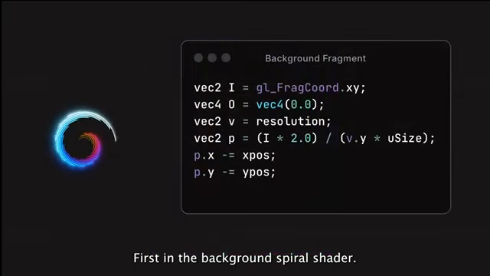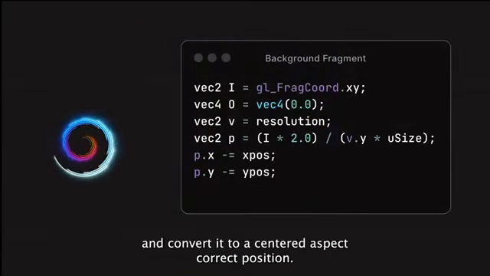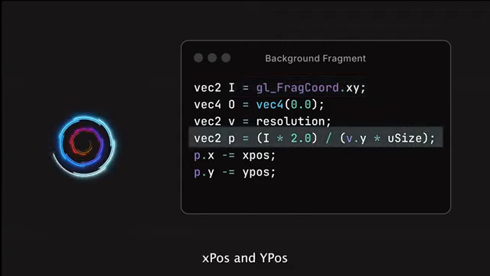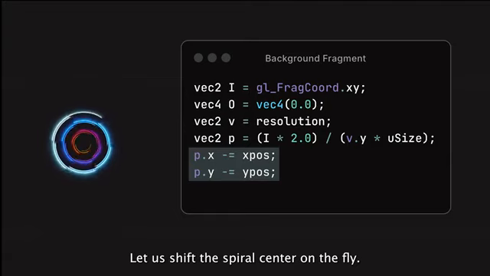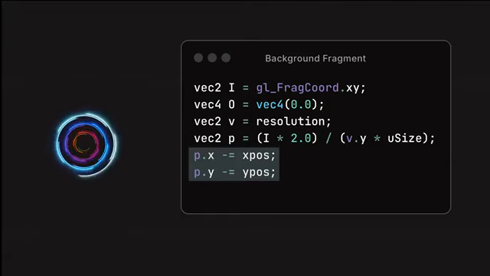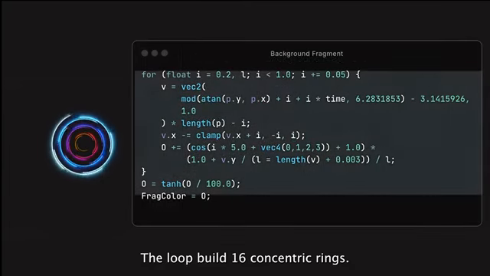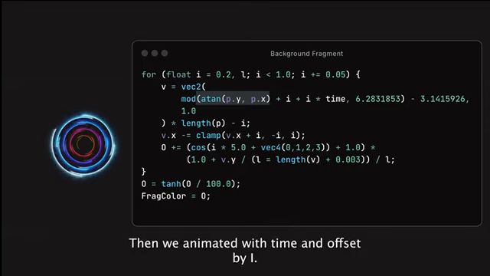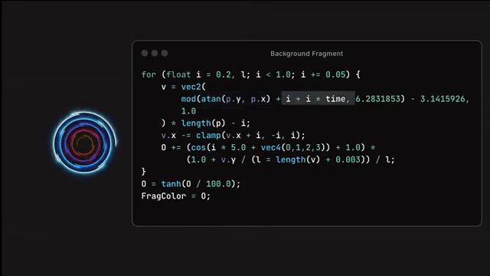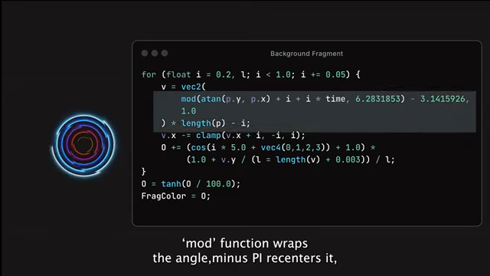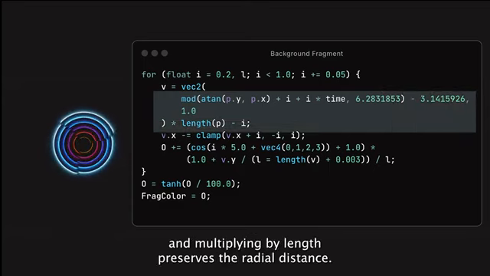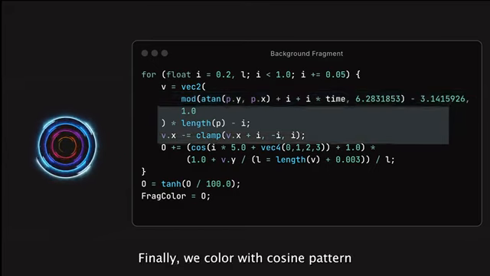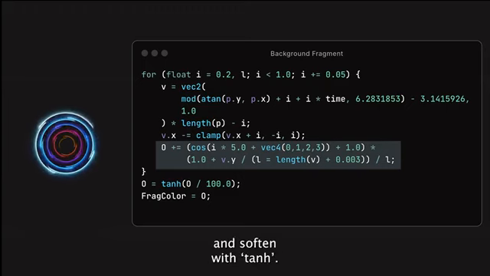First, in the background spiral shader, we read the pixel coordinate and convert it to a centered aspect-correct position. Expose and depose let us shift the spiral center on the fly. The loop builds 16 concentric rings. A time function gets the polar angle. Then we animate it with time and offset by i. The mod function wraps the angle, minus p recenters it, and multiplying by length preserves the radial distance. Finally, we color with a cosine pattern and soften with tan.